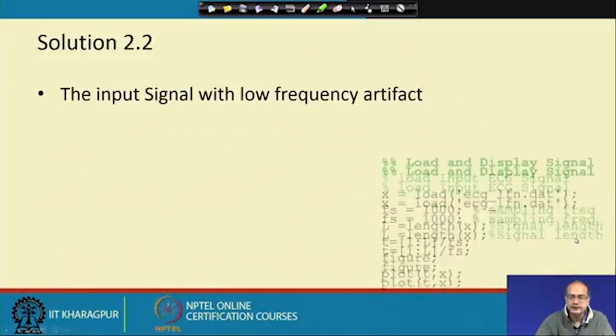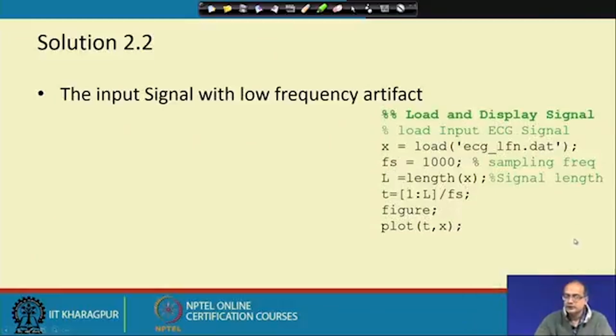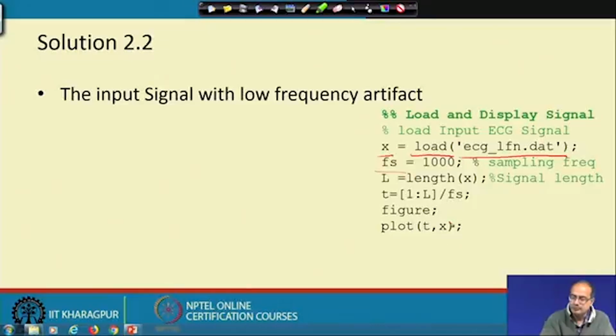Let us look at the signal at the low frequency noise. So, for that, first we use the command load to load the signal. We store it in the variable x, then we initialize the variable fs with the sampling frequency 1000, then we find out how many samples are provided. To check that we use the command length on that vector x, and we take the length of it, that gives the number of samples.